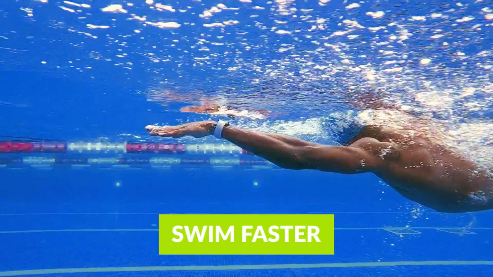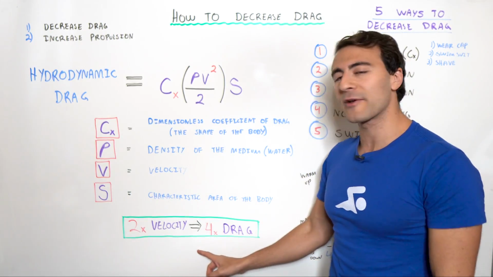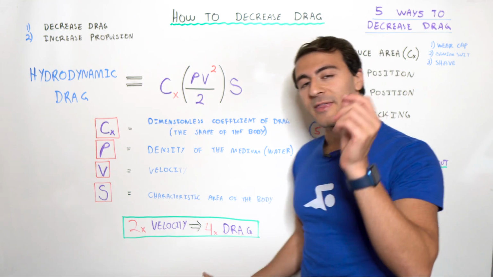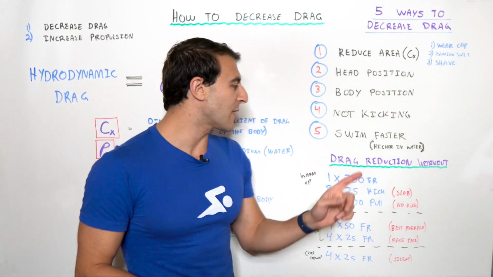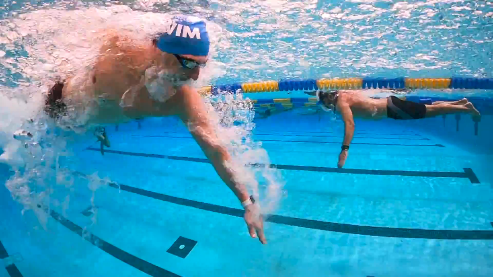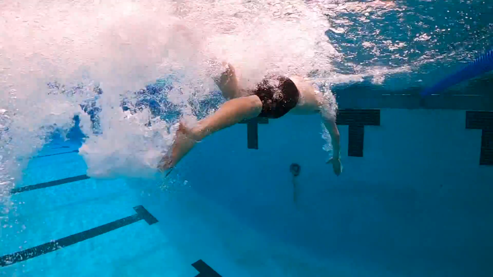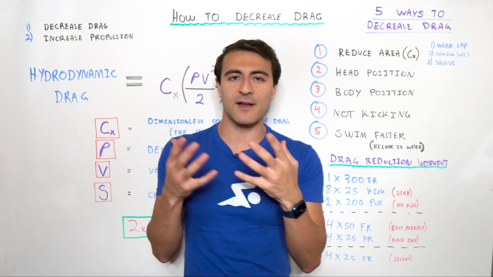And then finally, you can just swim faster. Now I know this is really counterintuitive because you just told me if you 2x your velocity, you're going to 4x your drag. That is correct. But the reason why you want to train your body to swim faster is not for the sake of actually increasing your drag, that will happen, but you're teaching your body how to swim higher in the water. I mean, think about a speedboat.